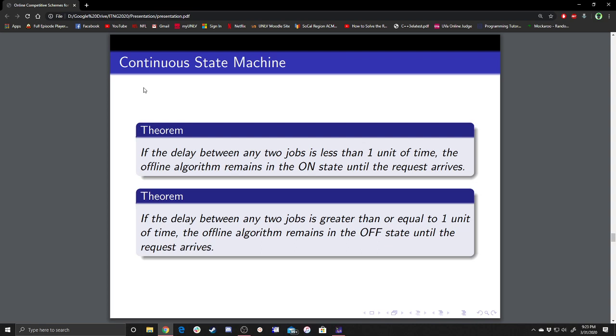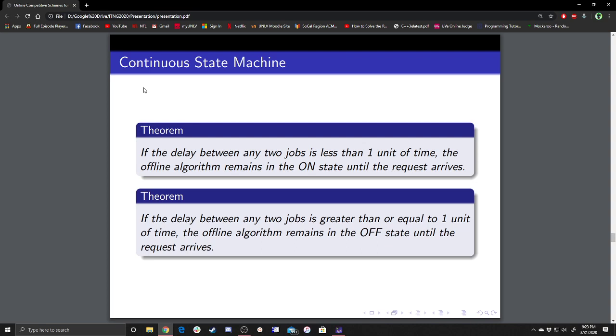Now 1 is not really significant at all over here. We're just using 1 because we have all of our curves normalized to 1, but we have some threshold value. We'll use 1 in this case right here. So if the request comes less than 1 unit of time, then the offline algorithm will just stay in the on state and wait until the request arrives.